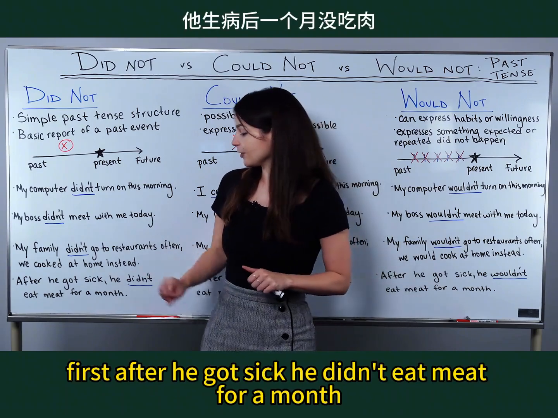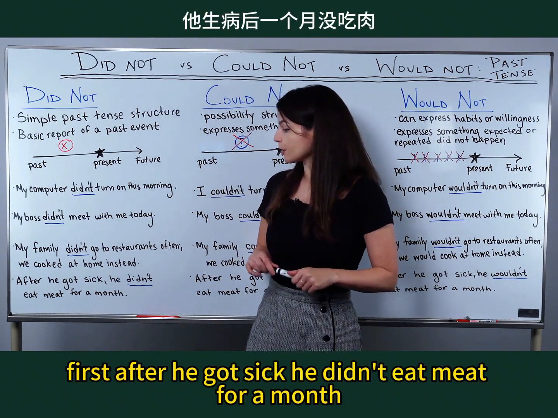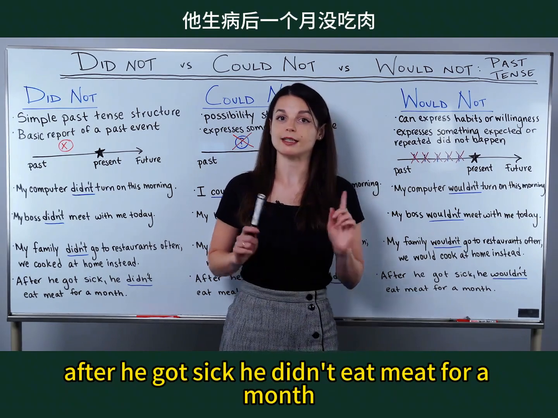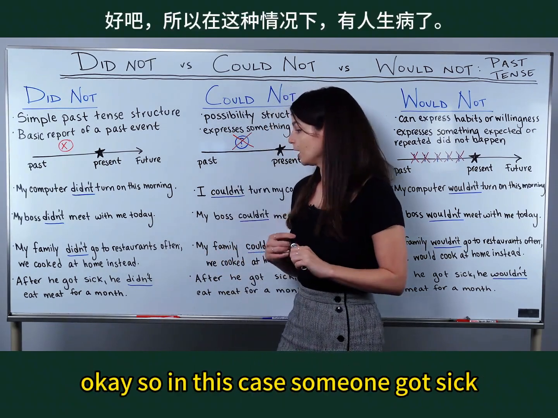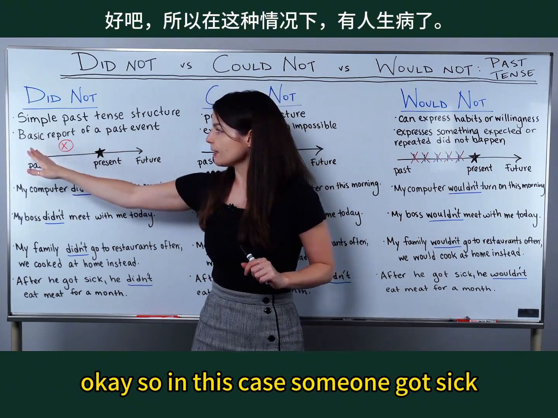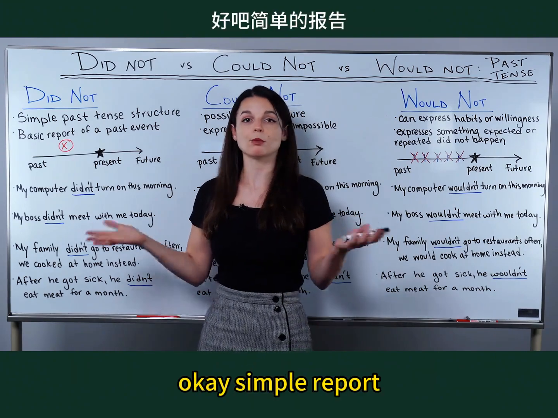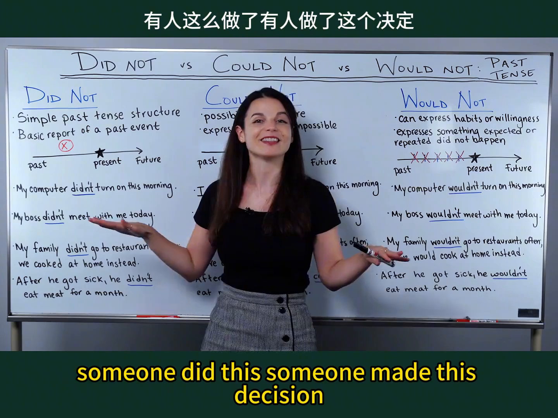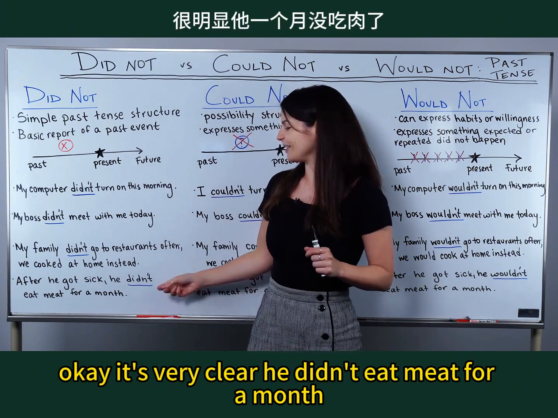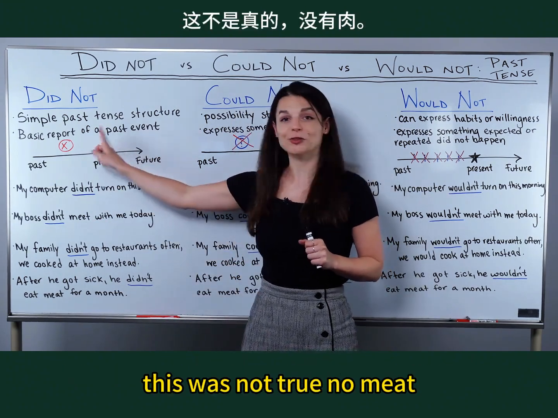First, after he got sick, he didn't eat meat for a month. Okay, so in this case, someone got sick. After that experience, he did not eat meat for a month. Okay, simple report. Someone did this. Someone made this decision. Okay, it's very clear. He didn't eat meat for a month. This was not true. No meat.